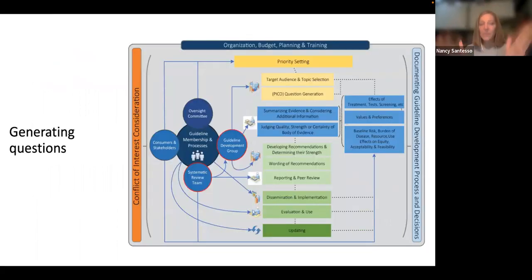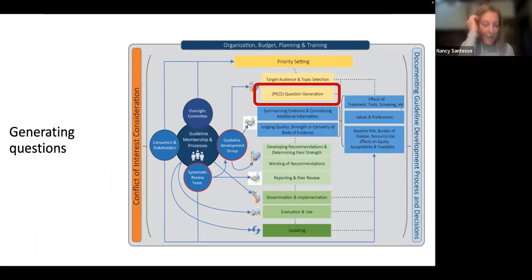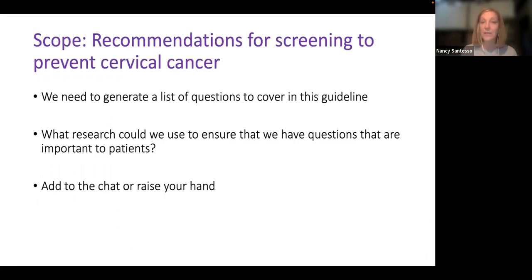Okay, so let's start. As I said at the beginning, we're going to start at question generation. I didn't want to spend a lot of time on this area, but it's certainly important. Depending on your topic area, there may be a lot of research available or maybe not as much, and you may actually need to conduct your own research. There's another chapter on how you might include patients and public when you're doing your own research. But let's focus on what we could use of research that's already out there and how we could use it.